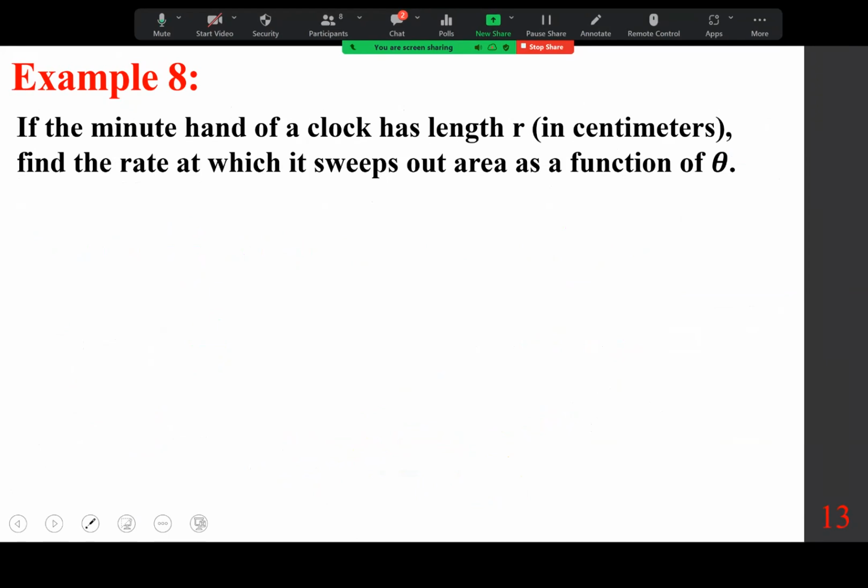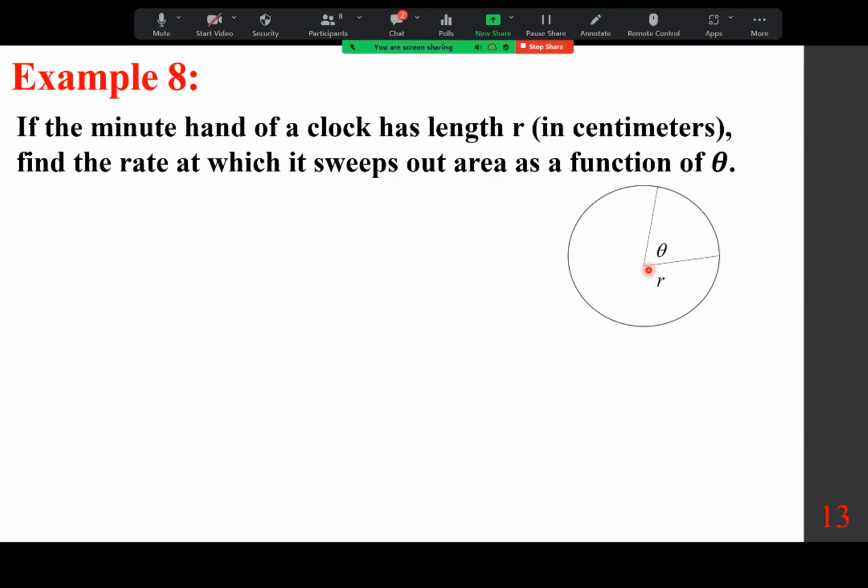If the minute hand of a clock has length r, in centimeters, we want to find the rate at which it sweeps out area as a function of theta. This is the general question, class. So first, we are looking at a circular shape. Here's the radius. Here's the angle that it sweeps, the theta. And we are going to write the information. So the minute hand has length r, and we want to find the rate at which it sweeps out the area.